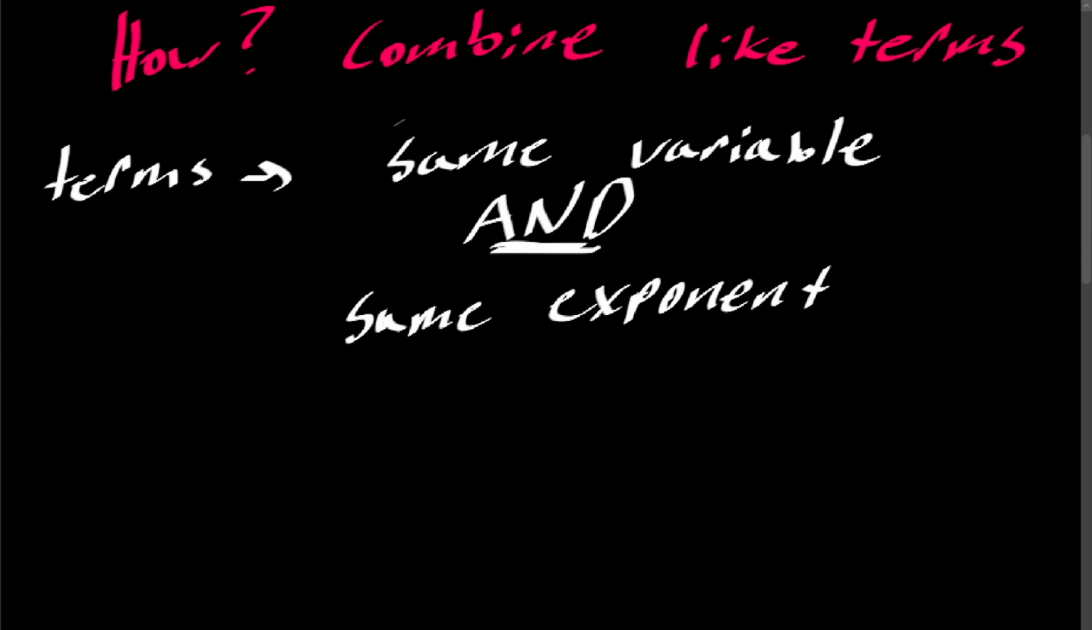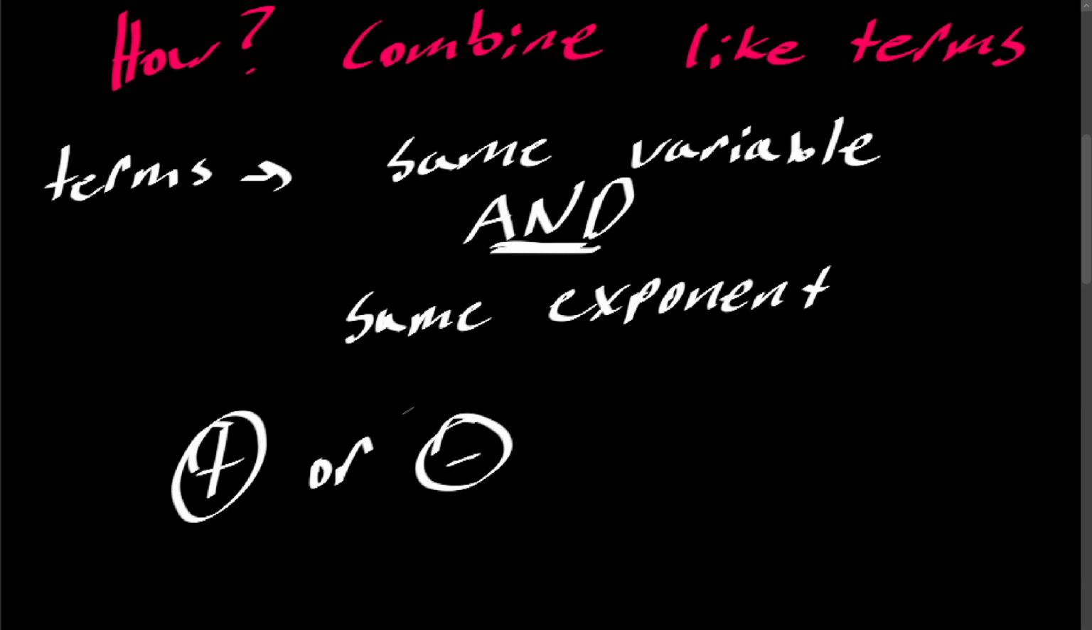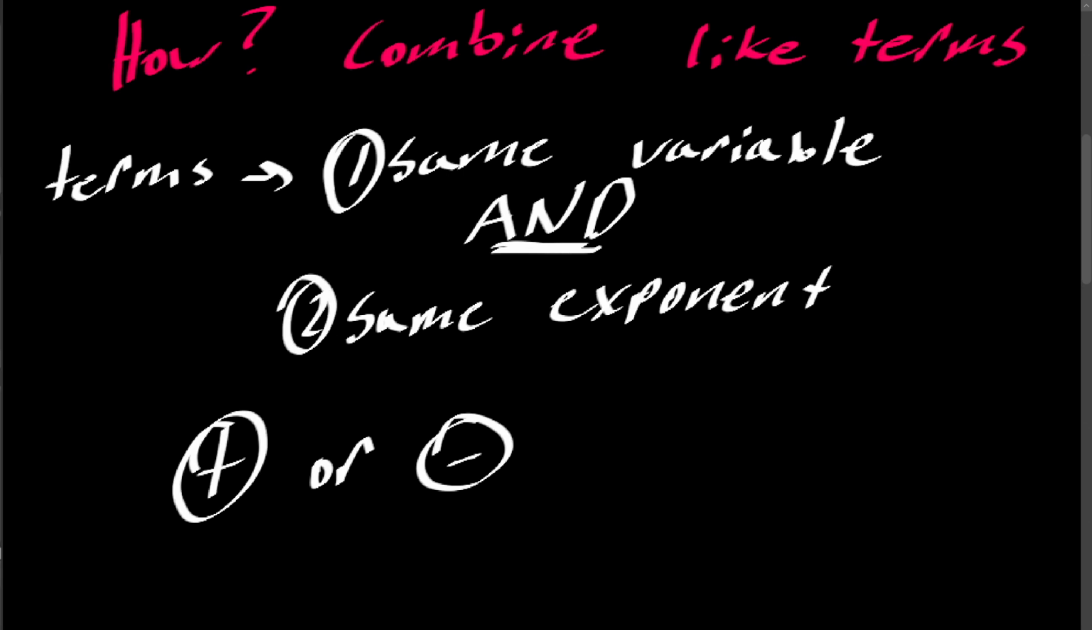Just know this: when you combine like terms, we're basically adding or subtracting. That's really all we're doing. We'll talk more about what happens when we do the actual adding and subtracting, but we're looking for two things: same variable, same exponent. So let's look at some examples. This will start off easy, and then maybe we'll make it a little harder.